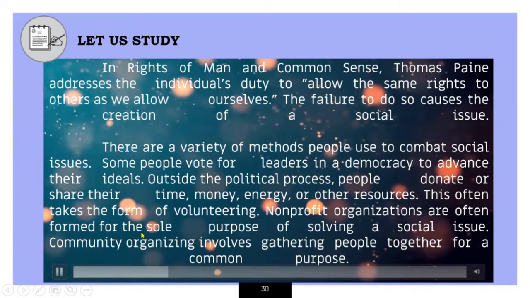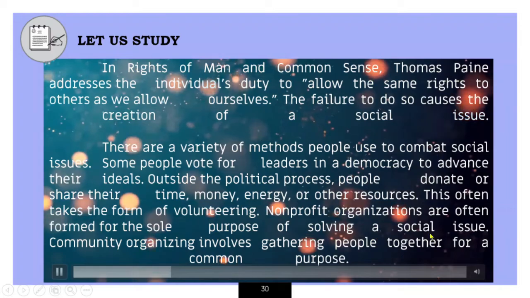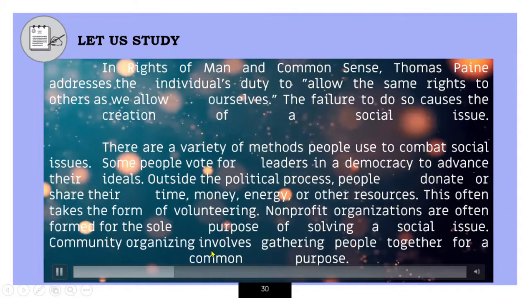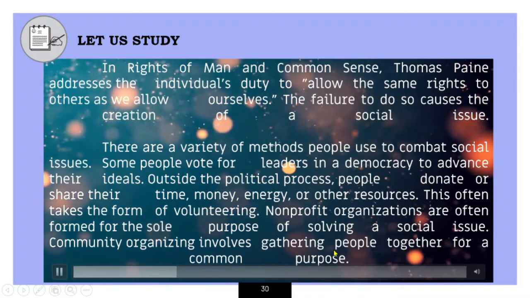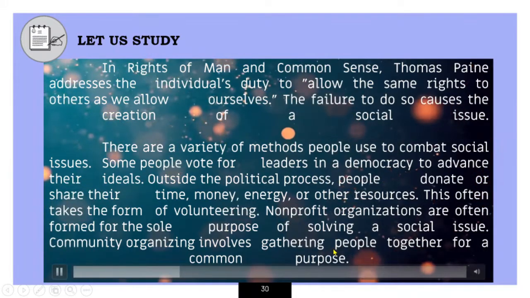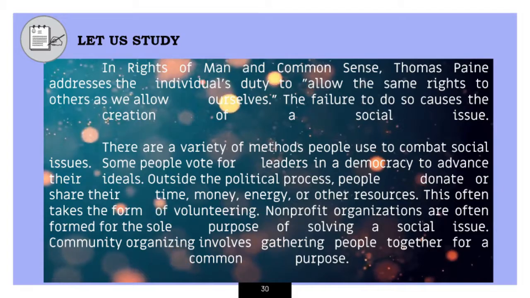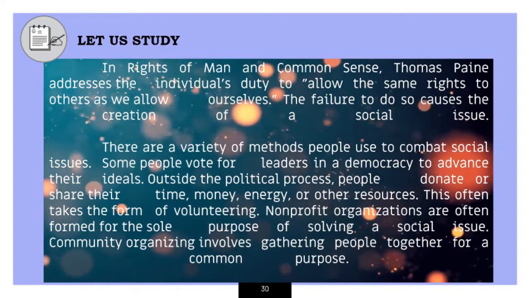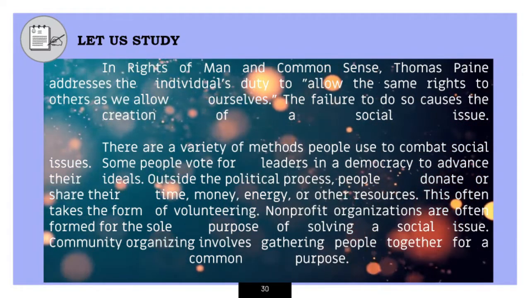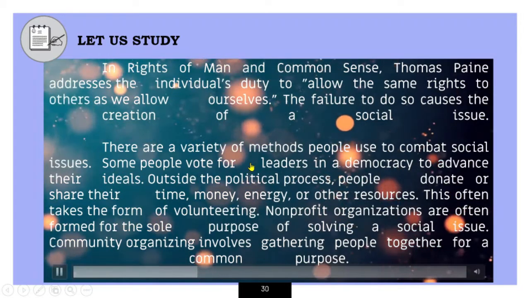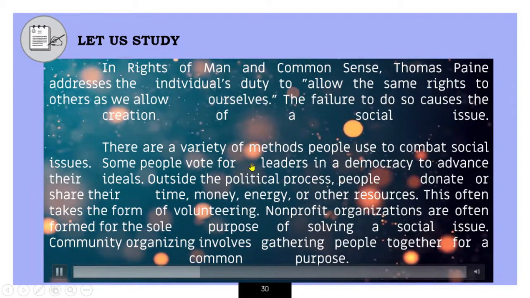Non-profit organizations are often formed for the sole purpose of solving a social issue. Community organizing involves gathering people together for a common purpose, and these common purposes should be allowing us to act or to grasp the greatness of what we are expecting, or what we want to accomplish.